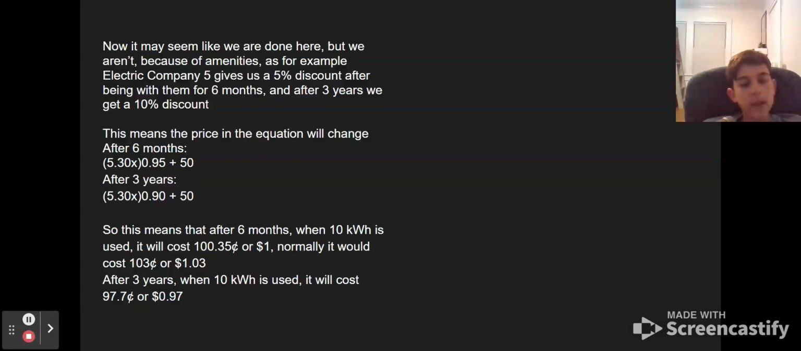After 3 years, when 10 kilowatt hours is used, it will cost us 97.7 cents, or 0.97 dollars. It's basically the same thing. So I think that's pretty good.